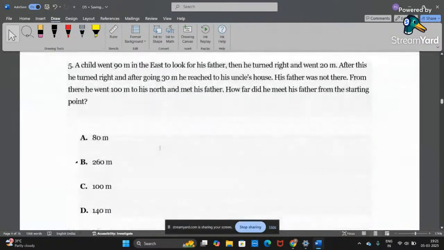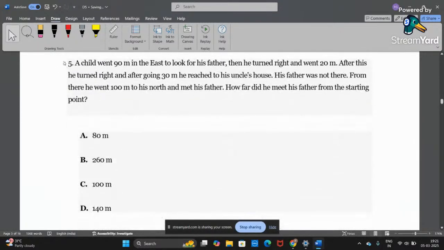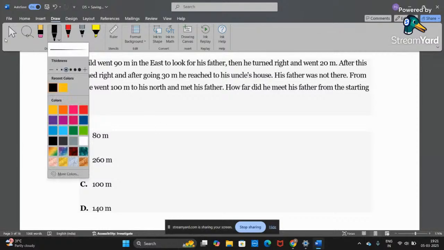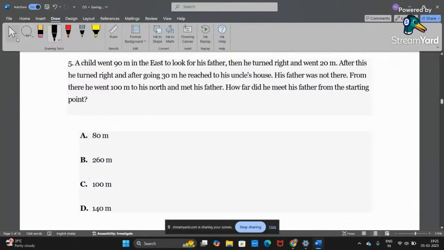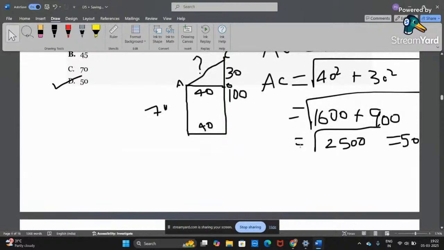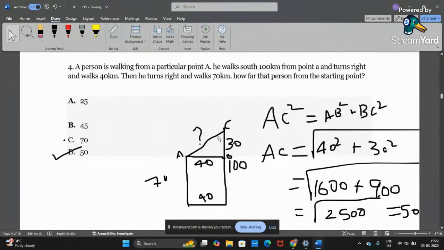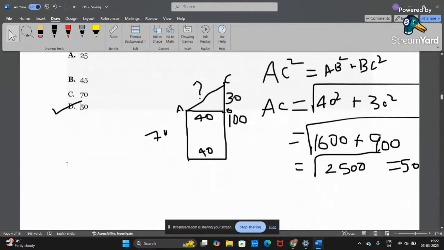Now let's move on to find the answer for the next one. Any doubt in previous one? Why is it 50? Adding this we get 2500, and root 2500 is 50. So the distance of AC is 50. 50 is your answer.